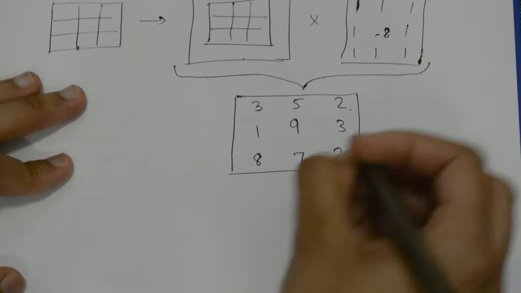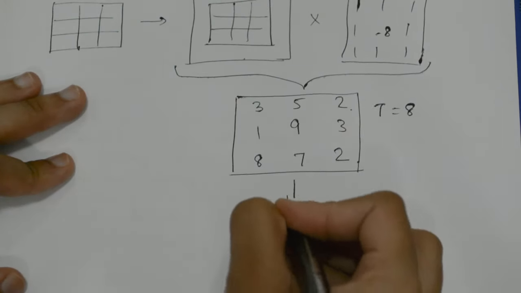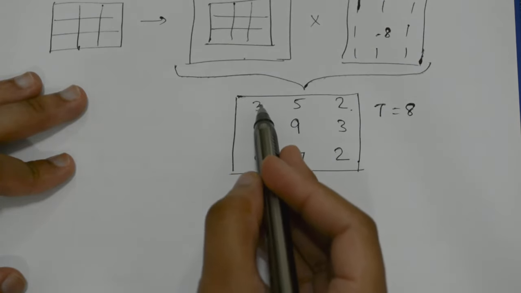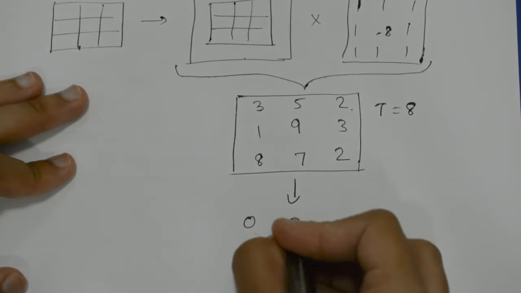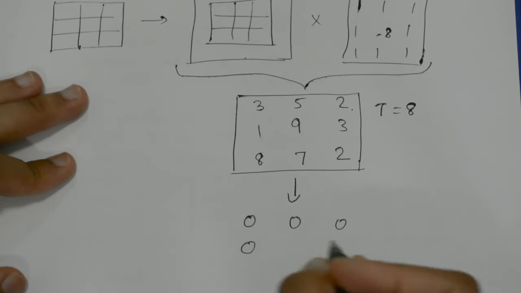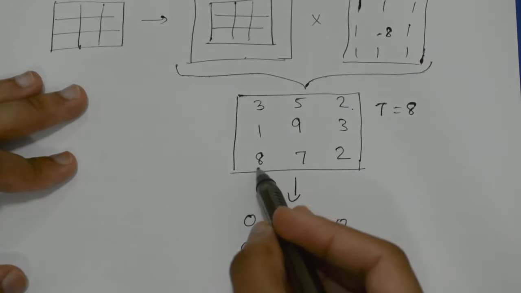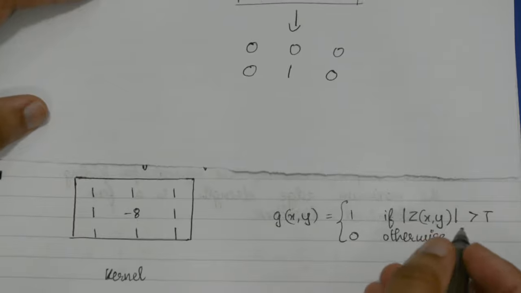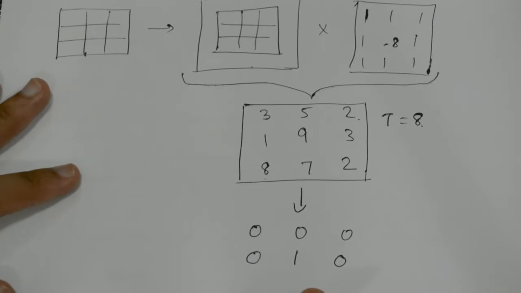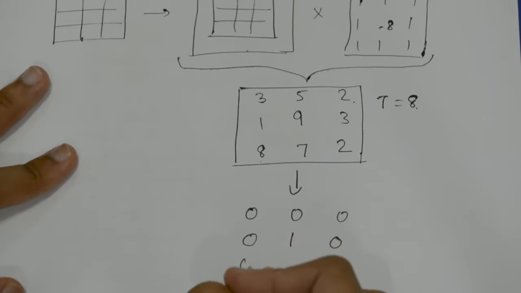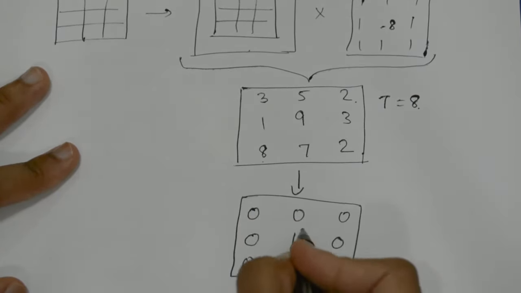Suppose in this example T is equal to 8. So what will be the output of this? First we check with 3. 3 is less than 8, so we put 0. 5 is less than 8, 0. 2 is less than 8. Now 9 is greater than 8, so we'll put 1. Here we'll put 0. 8 is less than or equal to 8, and here it has to be greater than, so it comes in the otherwise category. So 0, 0 and 0. In this way, we have detected the point over here.